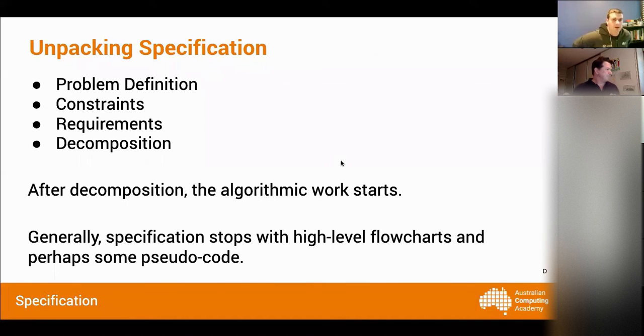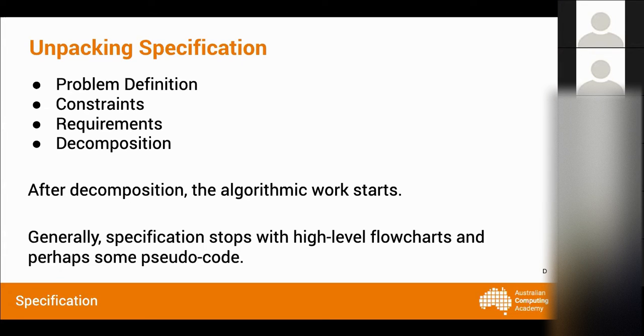So going back to unpacking specification, as I mentioned before, there's the Unpacking the Curriculum resource from ACA, which is well worth a look if you're not familiar with that already. The way that this is unpacked, there are 4 main aspects or topics within specification. There's problem definition, which is really defining a problem that needs to be solved quite clearly, thinking about who the stakeholders are and so on. The constraints, and we'll give some more examples of that later, thinking about what the constraints for your particular solution to that problem are. The requirements, in terms of both functional requirements and non-functional requirements. And decomposition, which is all about taking that problem and breaking it into more manageable pieces.